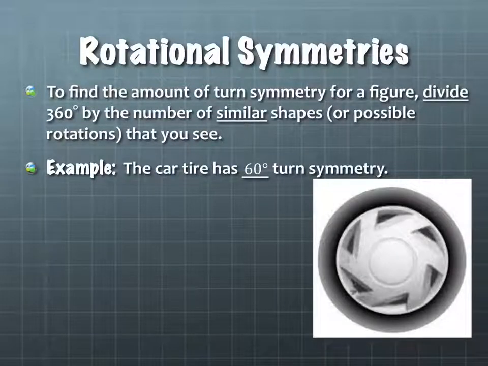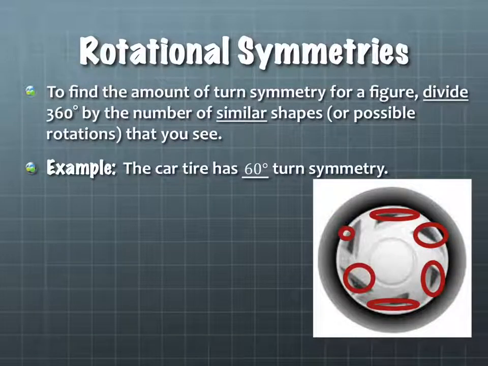So let's do the car tire. To find the amount of the turn symmetry for a figure, you divide 360 by the number of similar shapes or possible rotations you see. So how many similar shapes do you see in the image of the car tire? 6. You can almost count what appear to be the spokes. Right here, there's 1. 1, 2, 3, 4, 5, and 6. Those are my 6 different images that are repeating.